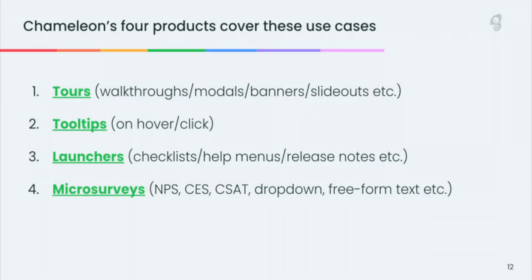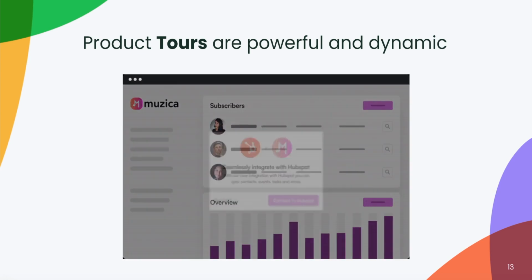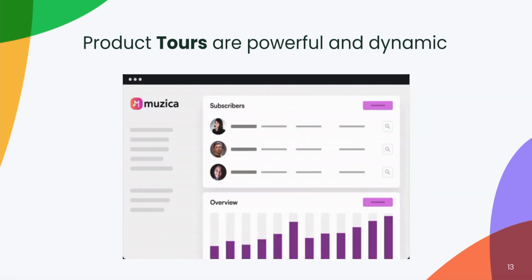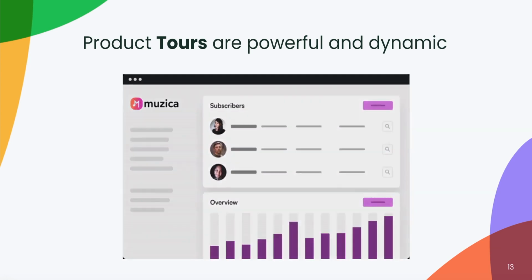Chameleon has products that help your product and brand shine every step of a user's journey. With tours, you can build a multi-step feature walkthrough, onboarding flows, but you can also build a single-step tour to function as a banner or modal to announce new features or to highlight key action steps on a page.